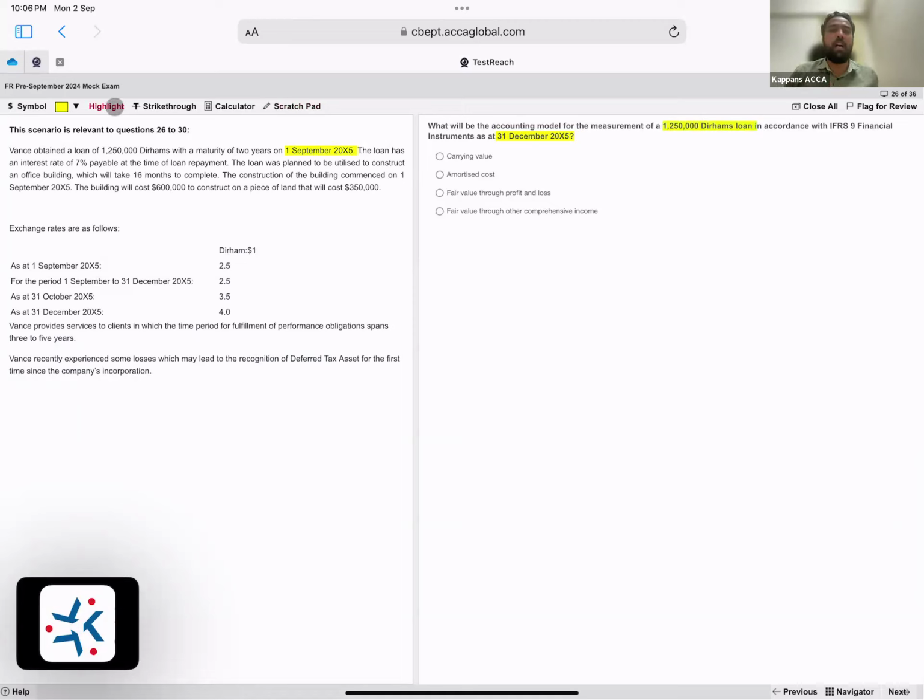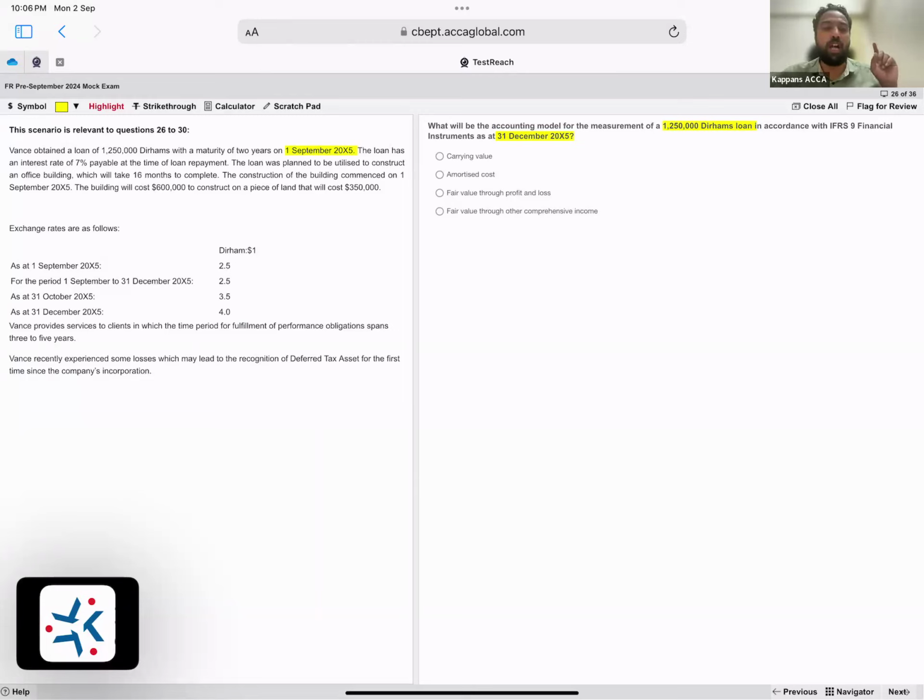So the question is regarding financial instruments. They have obtained a loan, so it's a financial liability. There are two methods to measure a financial liability at the year end in the SOFP. One is the amortized cost method. The second one is fair value through P&L. Not three, sorry, two methods.